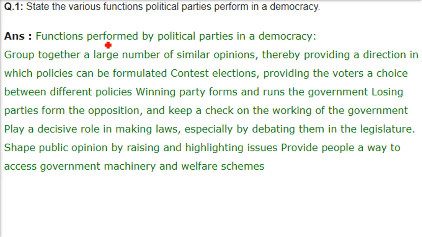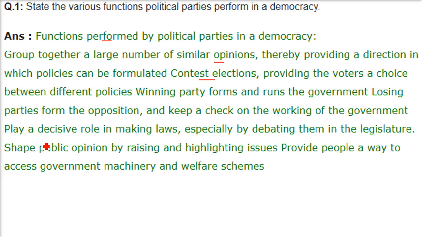The functions performed by political parties are: they group together a large number of similar opinions, thereby providing a direction in which policies can be formulated. They contest elections, providing the voters a choice between different policies. The winning party forms and runs the government, and the losing parties form the opposition. The opposition parties keep a check on the working of the government.